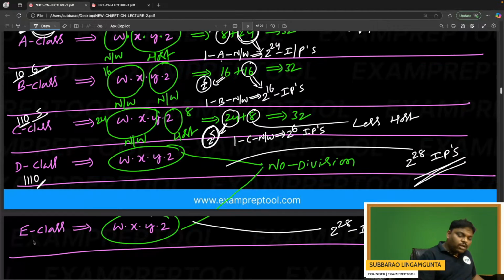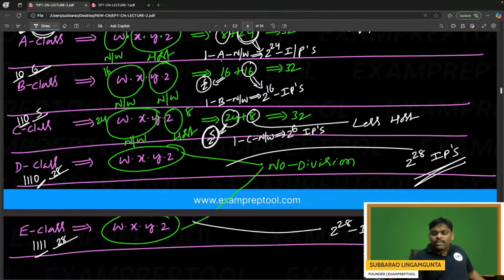So what about class E? 4 bits are fixed. Total remaining how many? I think 4 plus 24, which is 28 bits remaining. So 2 power 28 IPs are possible. Right? I think you got a little idea. Within a few minutes you will get more clarity. Some people are saying 2 power 7 into 2 power 24 IPs. Exactly.